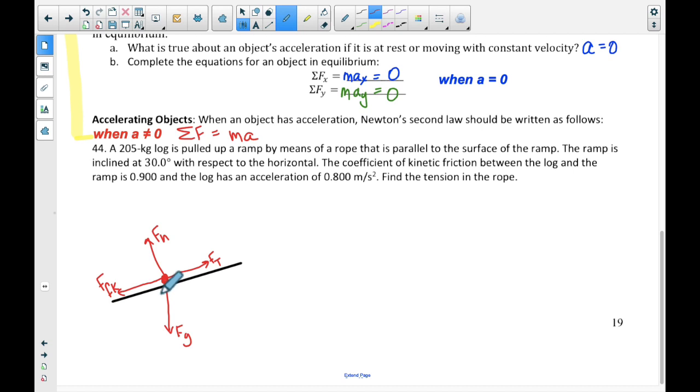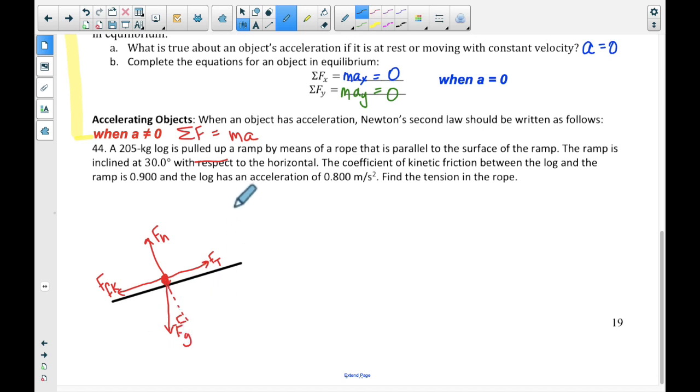We have the force of tension pulling up the ramp, right? So it is going upward. So the force of tension is this way, and the force of friction is the opposite way. And there is a 30-degree angle here. Remember that the force of gravity is always like the hypotenuse, so that's how we're going to draw our vectors in there. So here's our free body diagram.